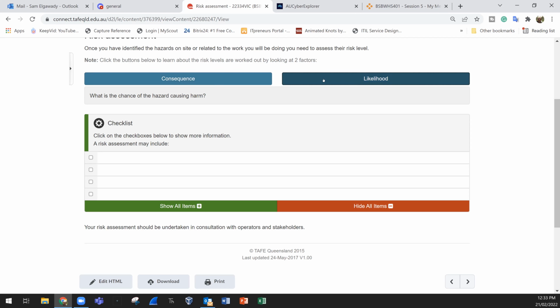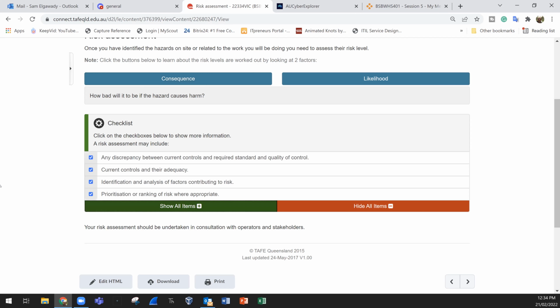Likelihood. So what is the chance of the hazard causing harm? So how many people can slip on this water or electricity or oil or something? So consequence, likelihood. Probability, impact. So when you multiply probability times impact, this will give you the hazard rate. Okay, so we have a checklist here.